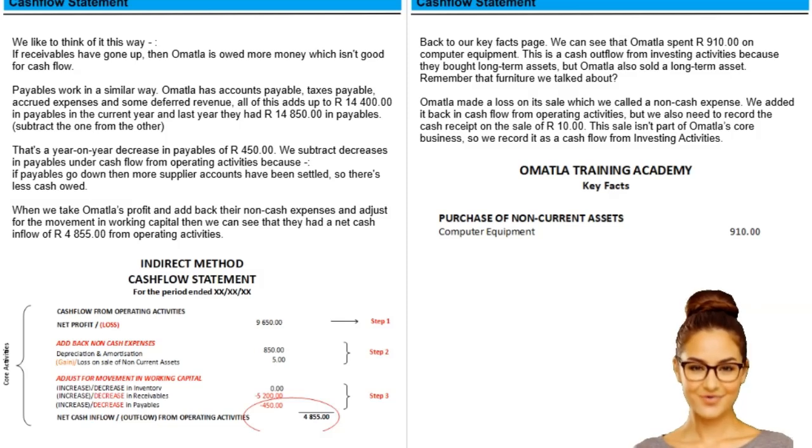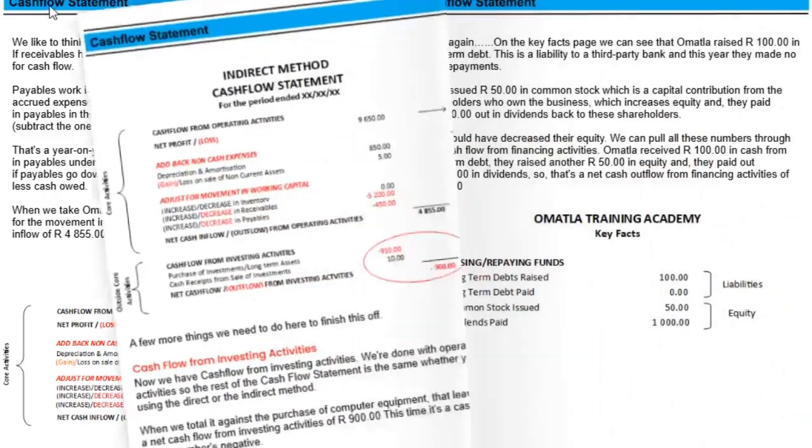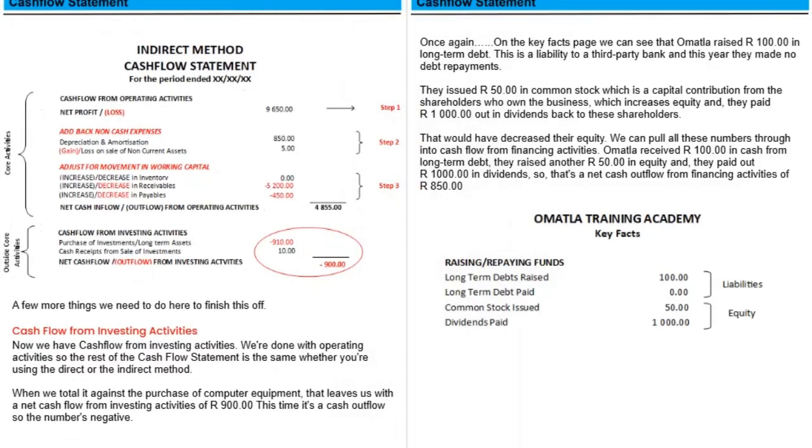A few more things we need to do here to finish this off. Now we have cash flow from investing activities. We're done with operating activities, so the rest of the cash flow statement is the same whether you're using the direct or the indirect method. When we total it against the purchase of computer equipment, that leaves us with a net cash flow from investing activities of 900 rands. This time it's a cash outflow, so the number's negative.